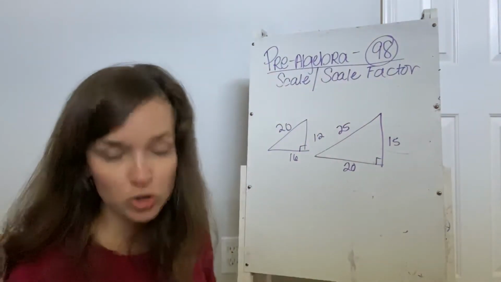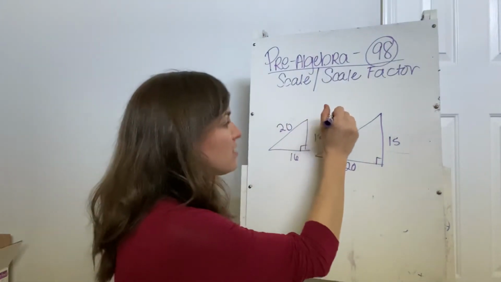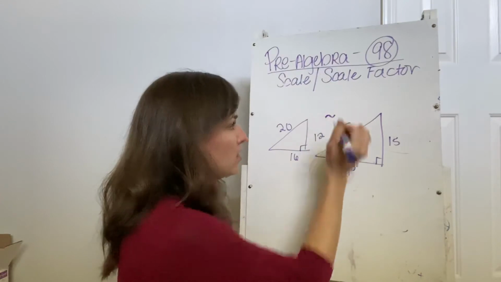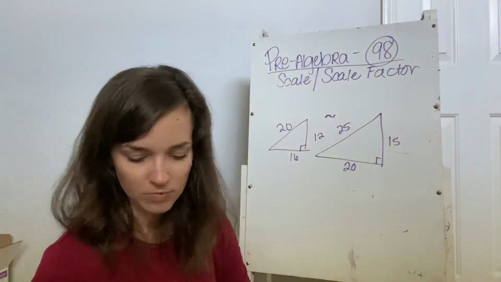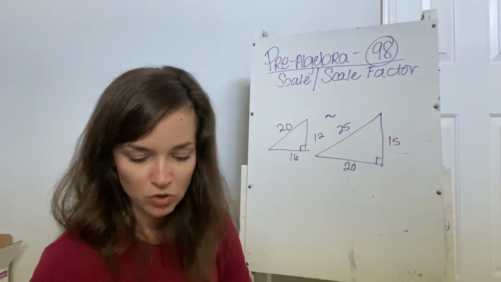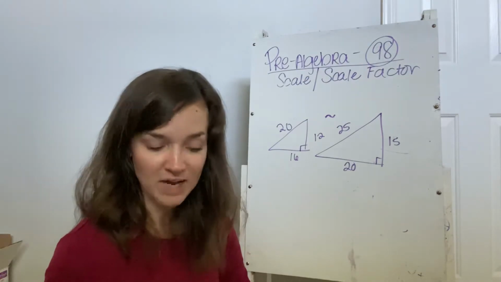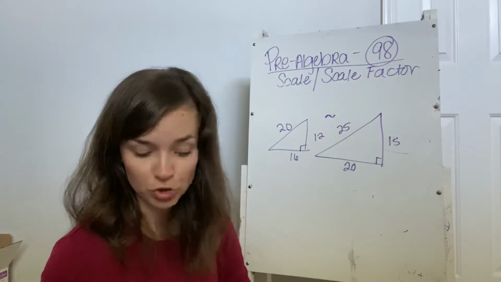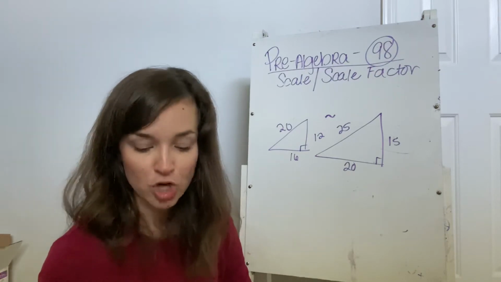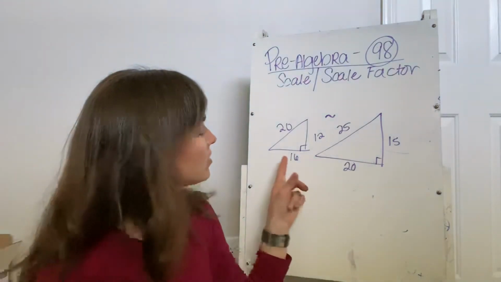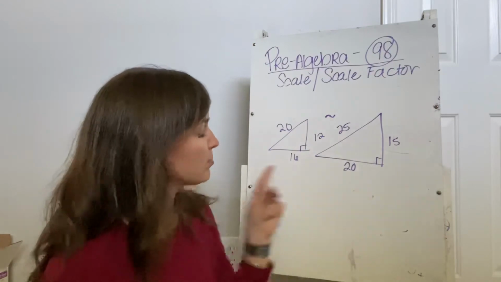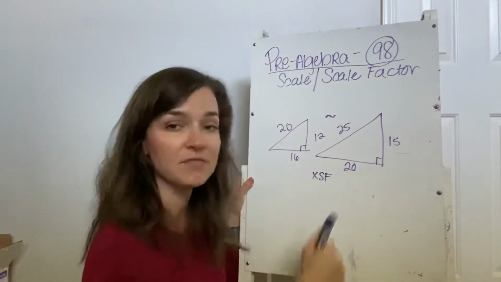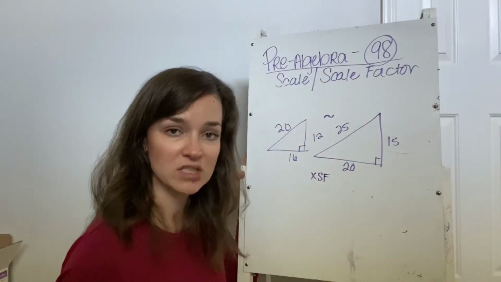Okay, now if we are told that these are similar triangles, remember we said this little squiggly means similar, just one squiggly. Okay, similar triangles. So if we want to calculate the scale factor from the smaller triangle to the larger triangle, that means that whatever this smaller triangle is multiplied by, it's going to be multiplied by some scale factor to give us these measurements over here, because that's how scale factor works.